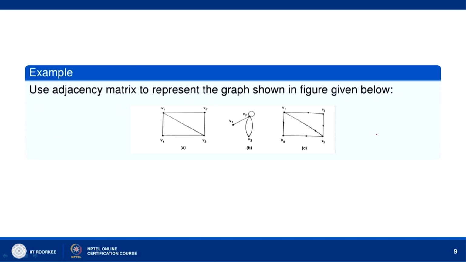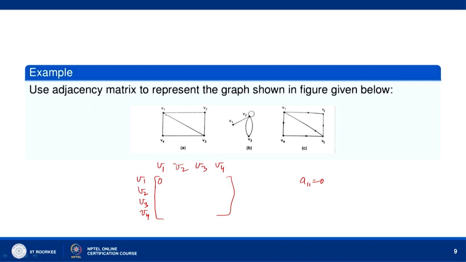Now, let us use an adjacency matrix to represent the graph shown in this figure. Here we have 4 vertices v1, v2, v3, v4. So, we will have an n by n matrix, that is a 4 by 4 matrix here. Now, there is no self loop at v1, so A11 is equal to 0.